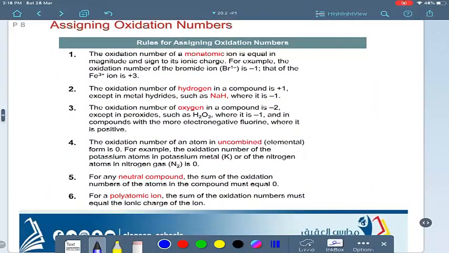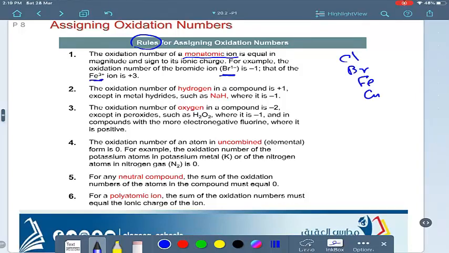To understand how to deal with any compound, you have to know some rules. Some rules are important to use to calculate the missing or unknown oxidation number of an element in a compound. The first rule is related to monatomic ions. If you have an ion and it's monatomic, like Cl, like Br, like Fe, like Cu, and so on, the oxidation number is equal to the magnitude and the sign of the ionic charge, like bromine negative 1, like iron positive 3.